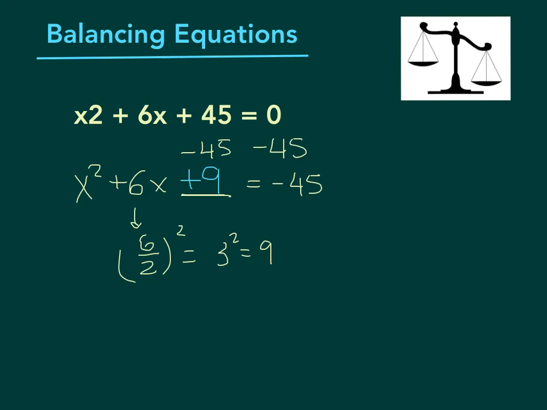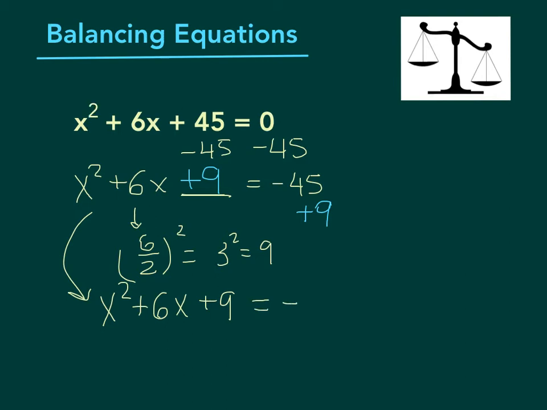But if I add 9 to one side, I have to be careful to add 9 to the other side as well. So in the end, I'll have x squared plus 6x plus 9, which is a perfect square trinomial, equal to negative 36. And then I'll rewrite it in the end as x plus 3 squared equals negative 36. Now at the moment you may not see why this is useful, but it's a really important skill that we will need in class while studying conics.